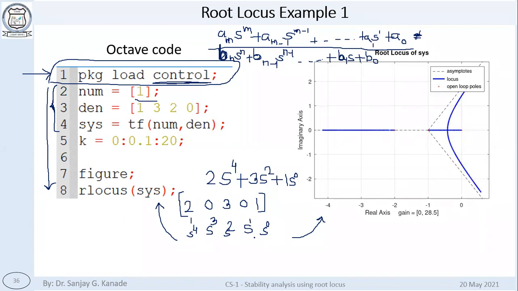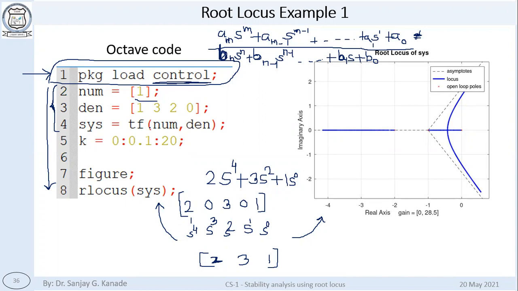But for Octave or even for MATLAB, you cannot skip just like that. You will have to tell MATLAB that this is a fourth order polynomial. If you just provide coefficients like 2, 3, 1, it will think that it is a second order polynomial, and the polynomial that it will create is 2s square plus 3s plus 1. So our problem will be different in that case.